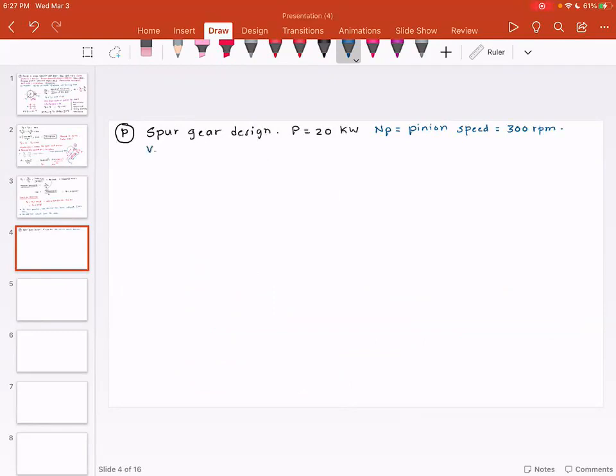The velocity ratio, which is another name for the gear ratio, is equal to 1:3. What that means is 1 revolution of the gear causes 3 revolutions of the pinion. Allowable static stress.